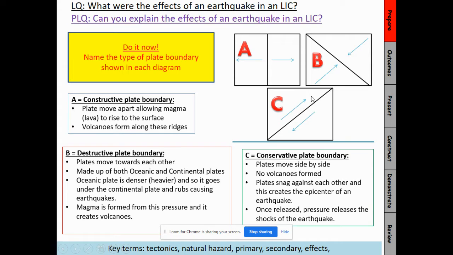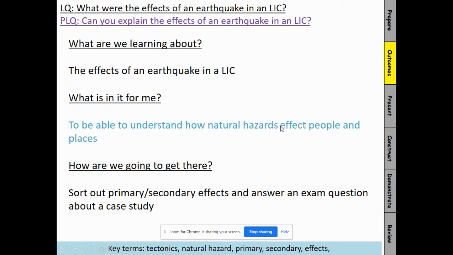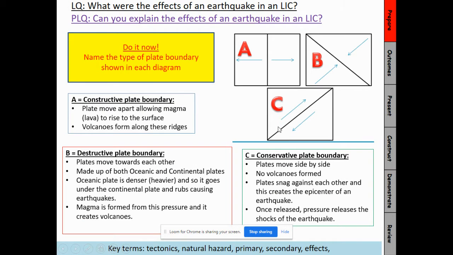So what happens is as the two plates move simultaneously together, they end up hitting each other in what's called a snag. And at the point that they rub or snag together, that creates pressure, which is called an epicenter, and that is where the earthquake starts. These conservative plate boundaries only have earthquakes there, no volcanoes.